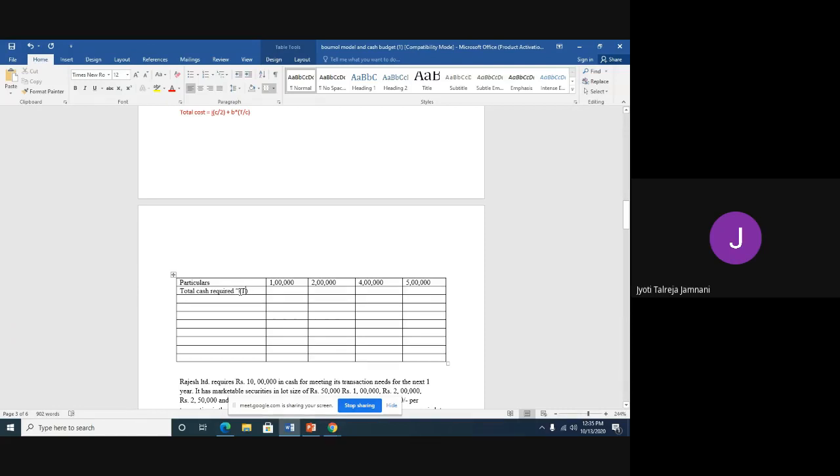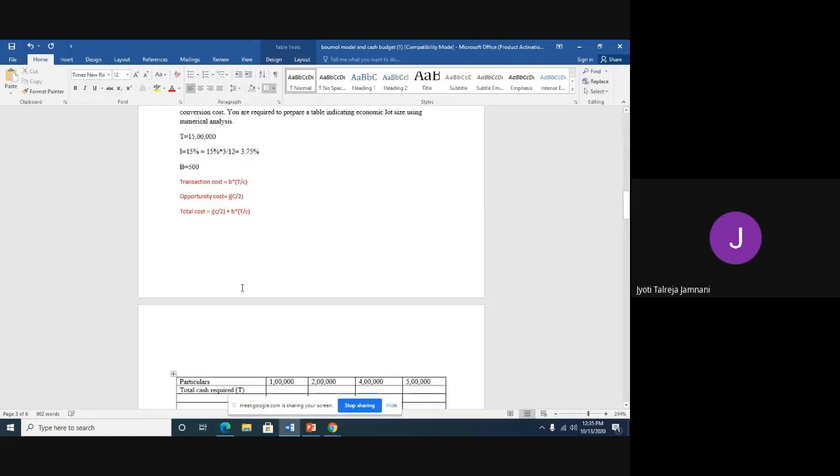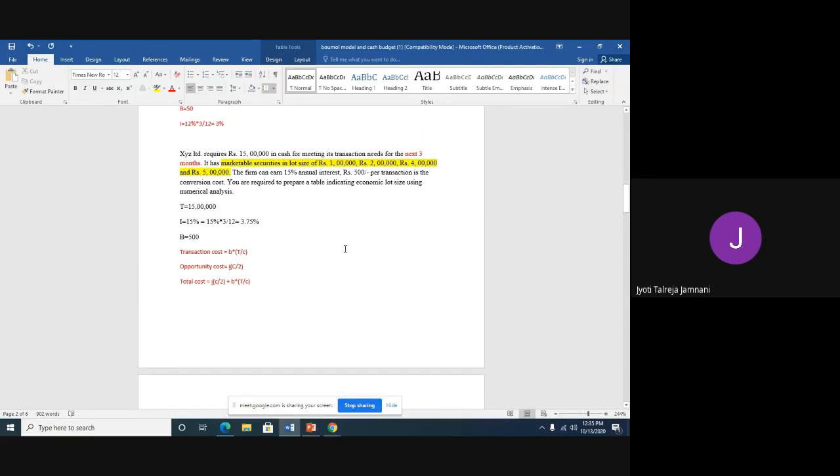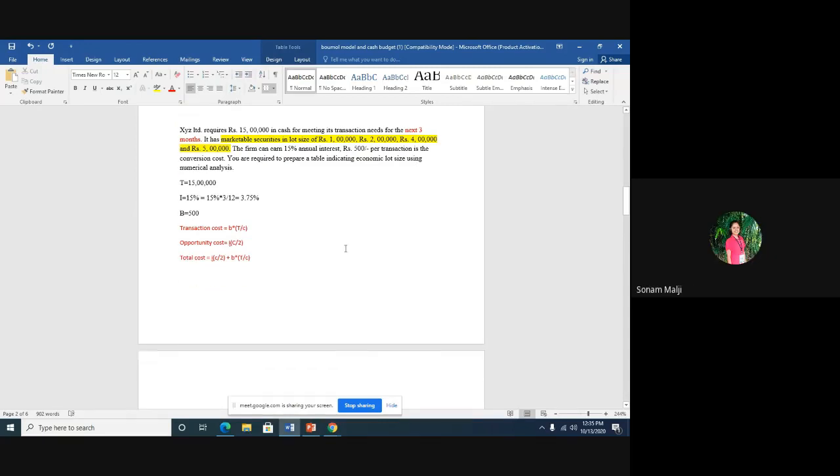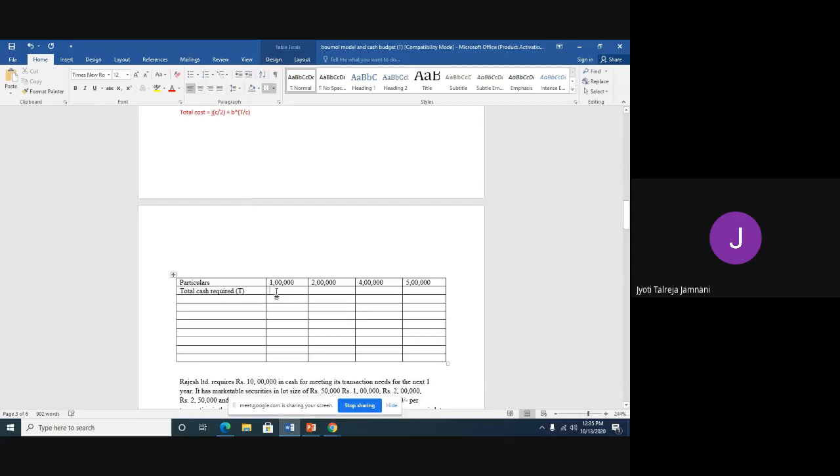So how much is the total cash requirement? Can anybody tell me what the value of T is in the question? 15 lakhs. Yes, so we'll take that 15 lakhs in each of the columns. Remember, this is as good as doing 4 different sums. I'm doing it in one only, with 4 different columns. So 15 lakh in all the columns. This is the cash requirement.